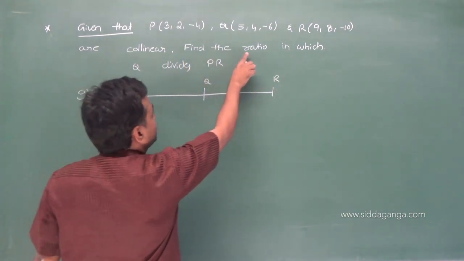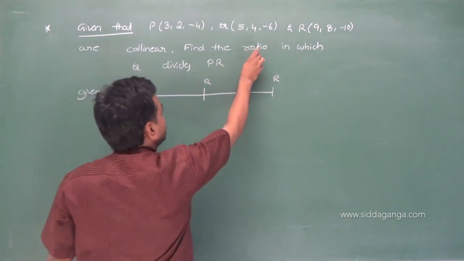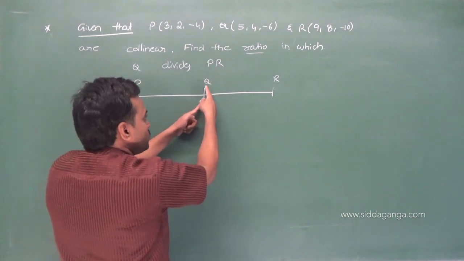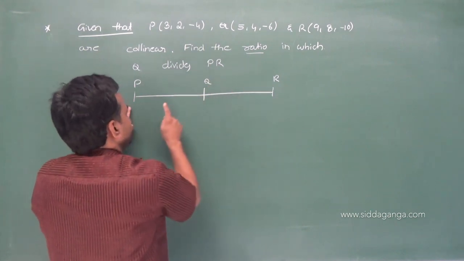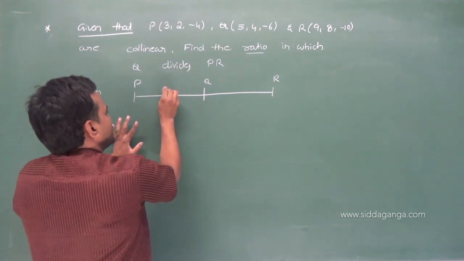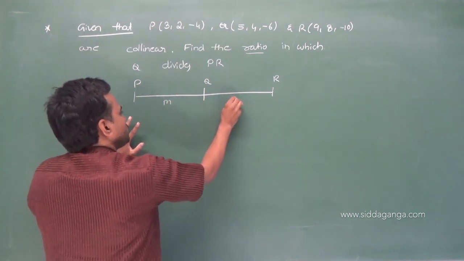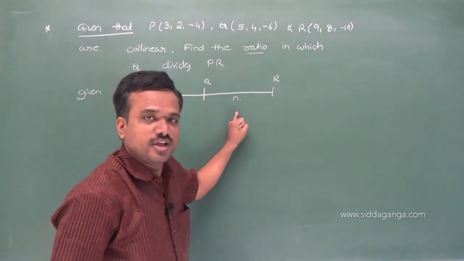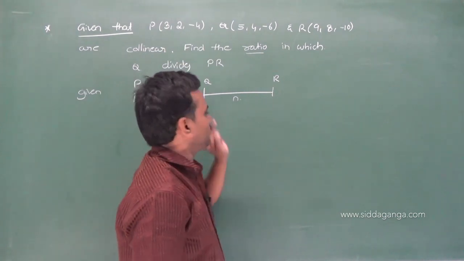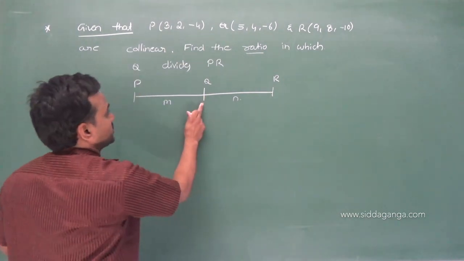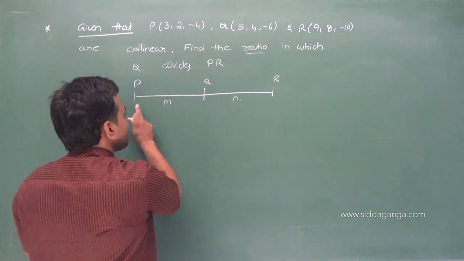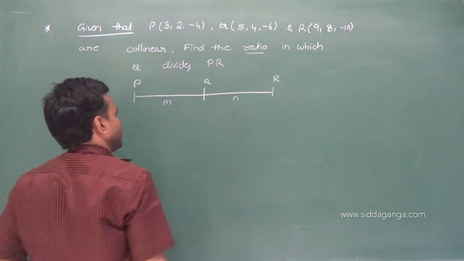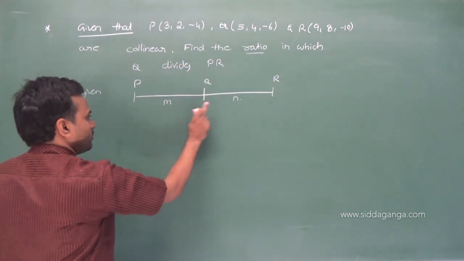Next, find the ratio in which Q divides PR. Observe carefully, Q divides PR internally. We don't know the ratio. M is to N. What is our role? To find the value of M and N. Correct? That is what he asked: Q divides PR in the ratio M is to N. That we have to find out, M and N.